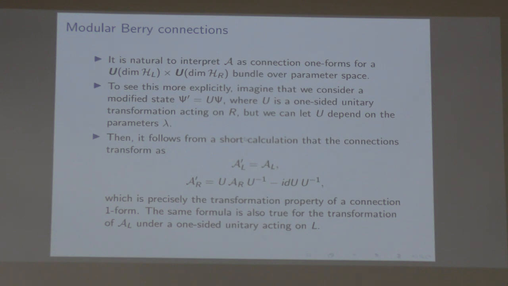To see this, it's not too hard. What you do is you consider another state psi prime, which is just U times psi, where U is, let's say, a one-sided unitary acting on R. And then you go back to the definitions of A left and A right, you plug that state in, and you see from a short computation that the way these A objects transform is that the left one doesn't transform at all, not surprisingly, but the right one transforms like a connection. Okay. These objects have been introduced and studied in the literature. They're sometimes called modular Berry connections.